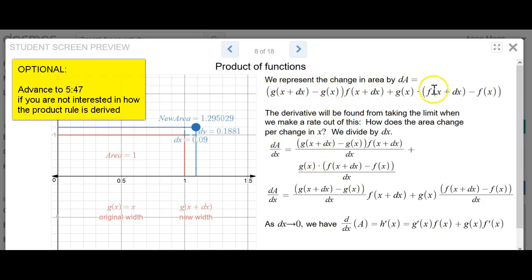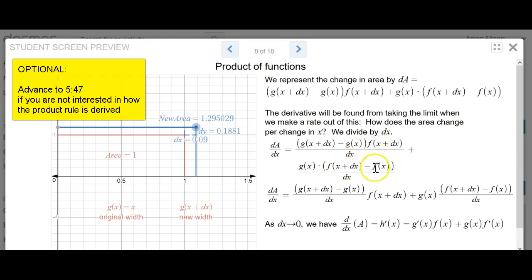So I'm taking my new additional area that's outside of the original rectangle, and that's my change in the area, and I'm dividing it by dx. Notice that this looks like the derivative of g, the difference quotient, times f of x plus dx.